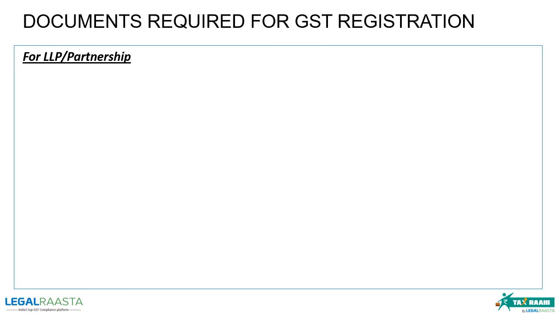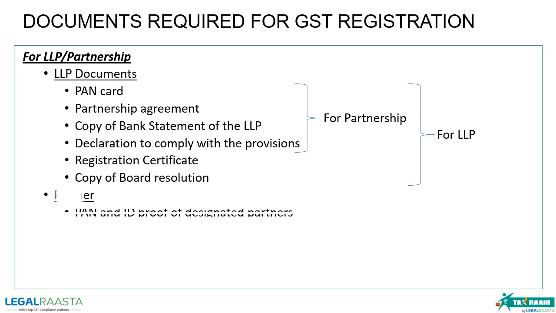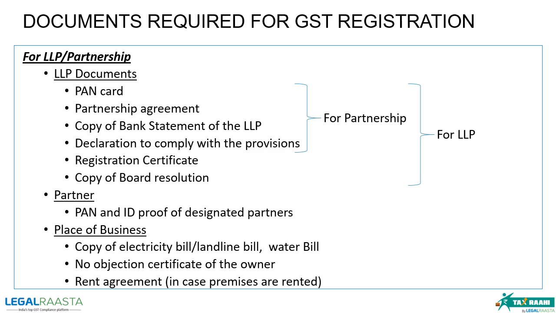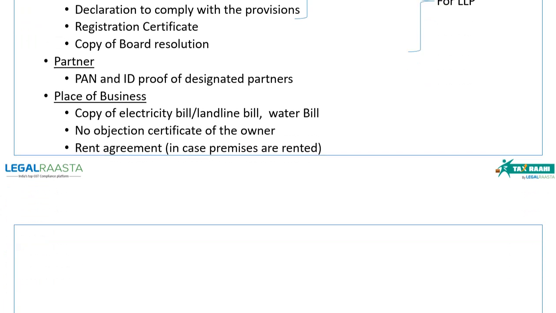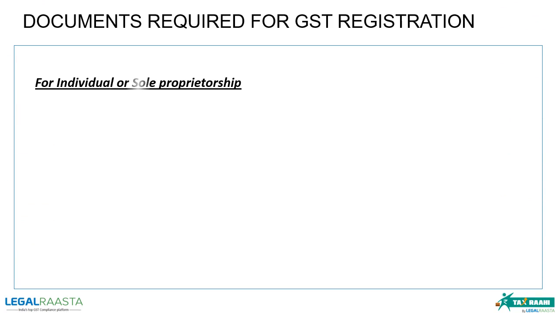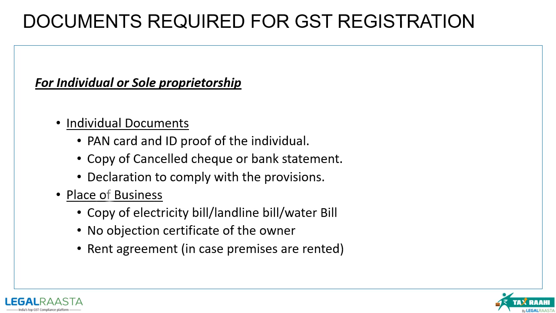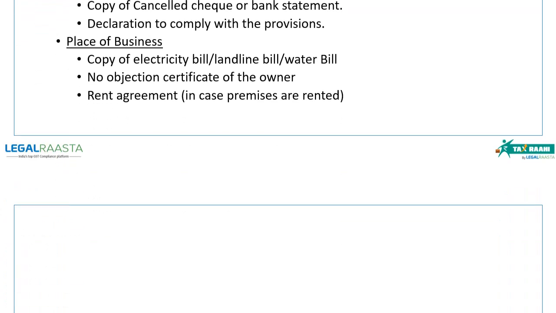Documents required for LLP and partnership: PAN card, partnership agreement, PAN and ID proof of designated partners, and details of the place of business like a copy of electricity bill, etc. Documents required for individual or sole proprietorship: details of individual documents like PAN card, ID proof, etc., and details of the place of business like rent agreement if the premises is rented, copy of water bill, etc.